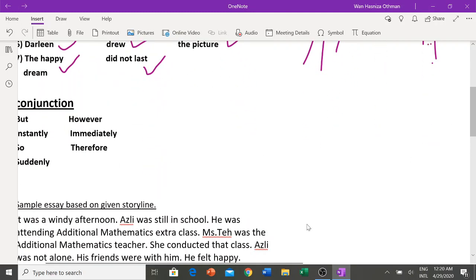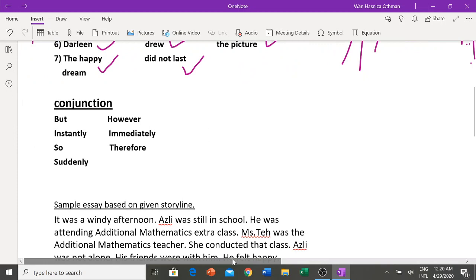Then the next info that you need to know is conjunctions. Conjunction, what do you call it in Malay? Kata hubung, right? I just need you to know a few, only 4 basic ones. Number 1 is "but" and "however." They are almost the same because they mean tetapi and also walau bagaimanapun.